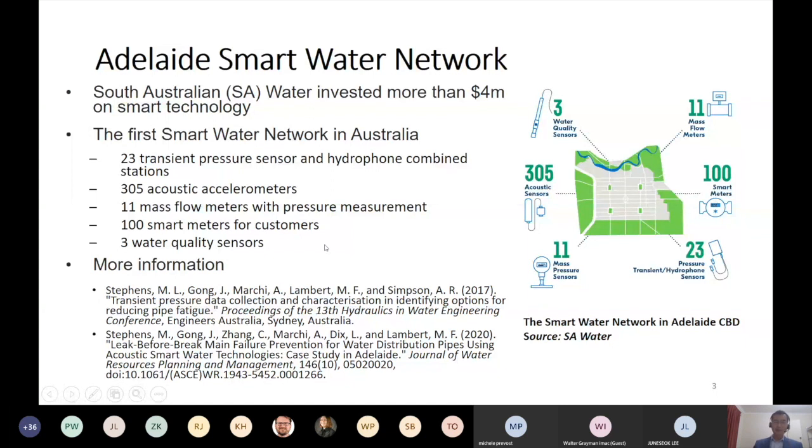This is, as I said, its origin. So we noticed a number of issues based on the pressure measurements. And one of the extensions is the leak before break application for pipe break early warning, which is discussed in a journal paper.